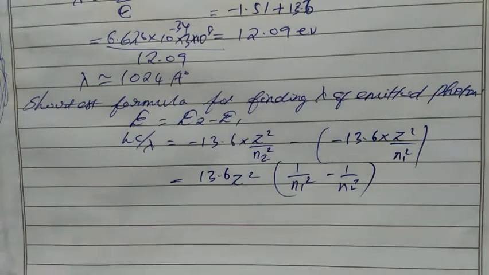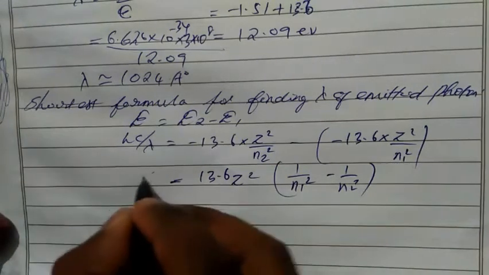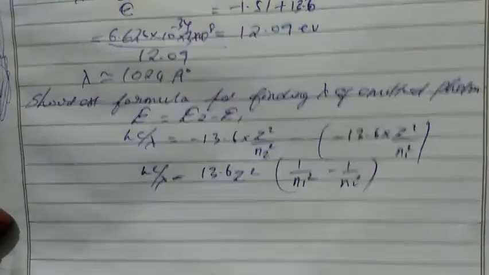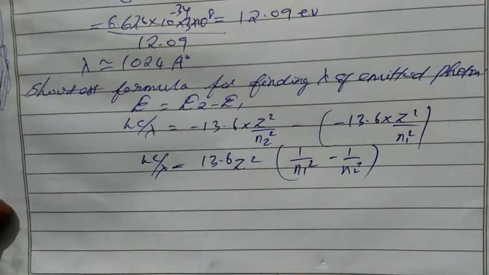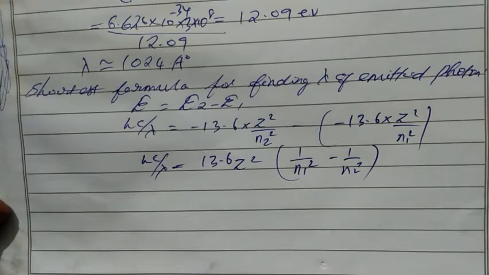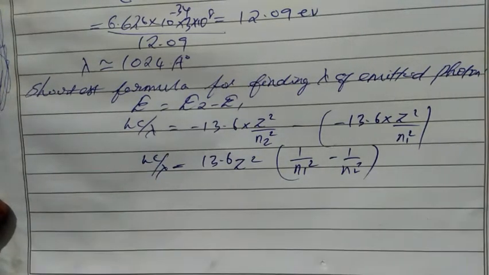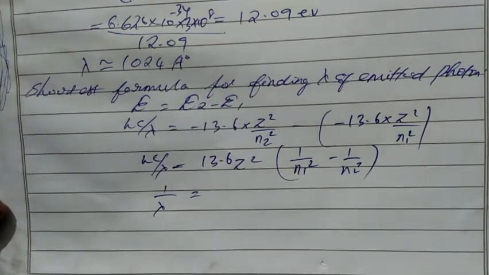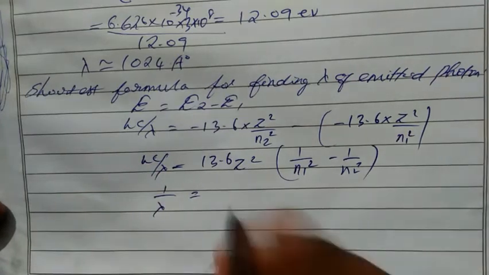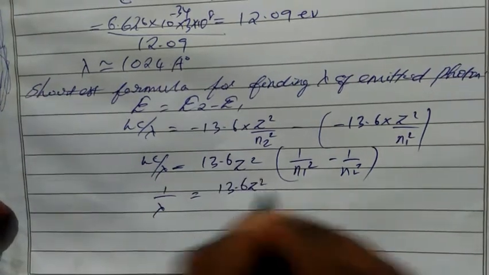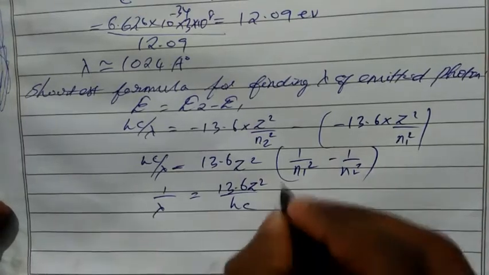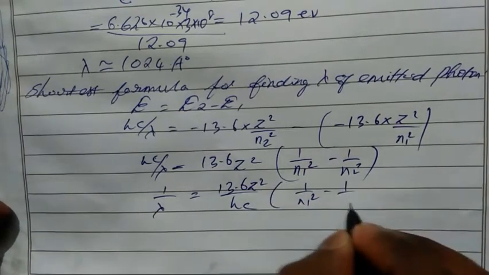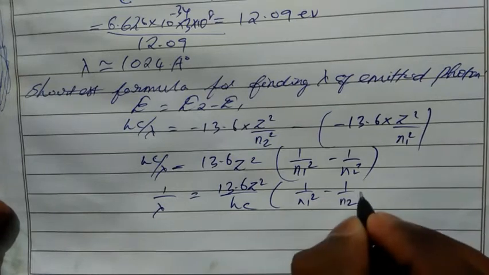So here we have hc by lambda. We know the values of h and c. H is Planck's constant, 6.626 into 10 power minus 34. C is the speed of light, 3 into 10 power 8. I take hc by lambda to the right side. Then we have 1 by lambda equal to 13.6 z square by hc, and then 1 by n1 square minus 1 by n2 square.